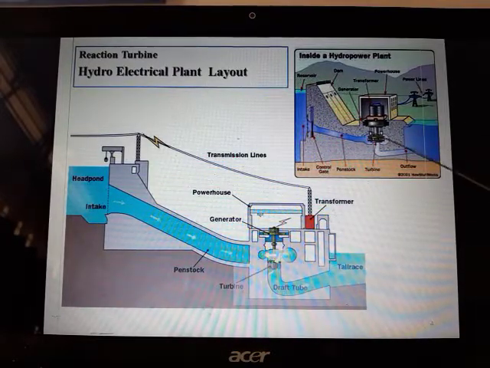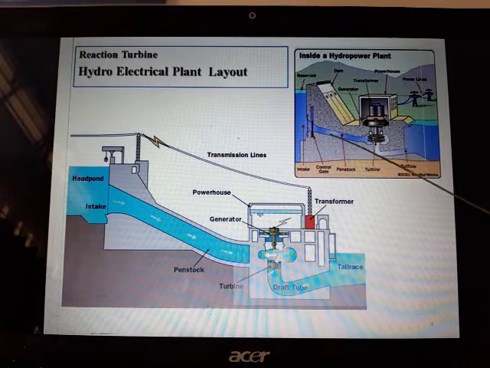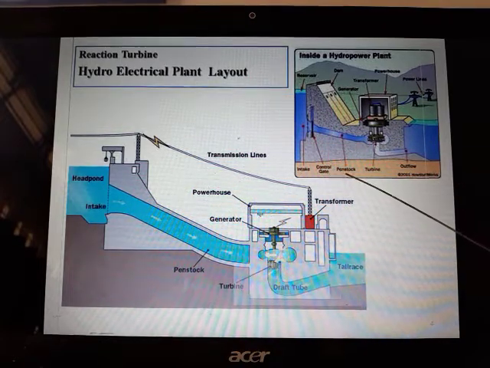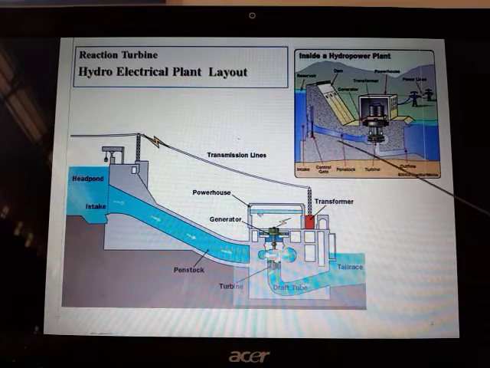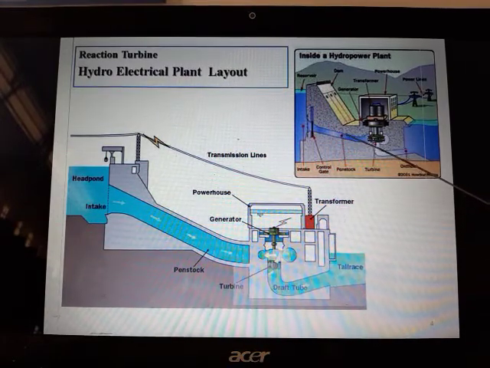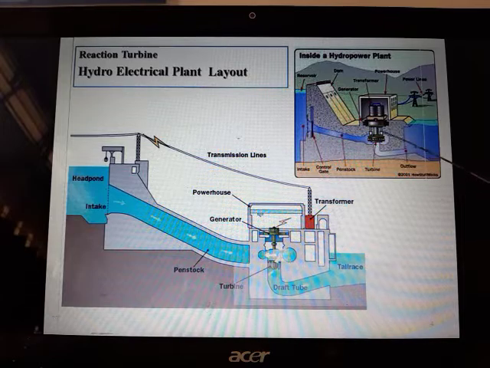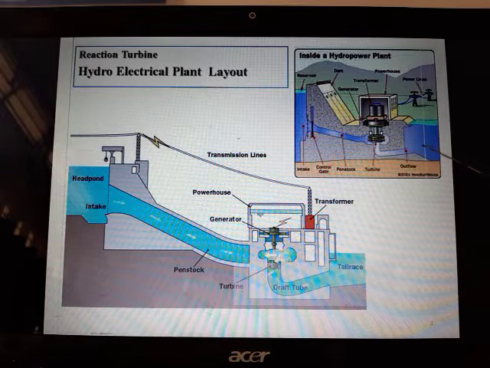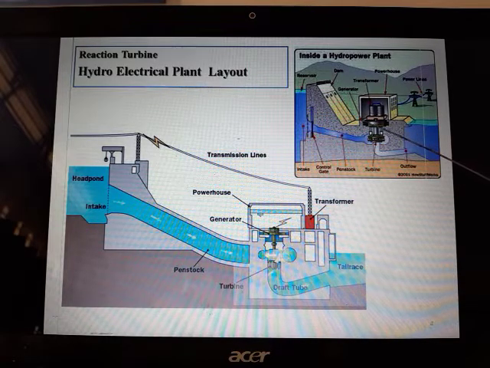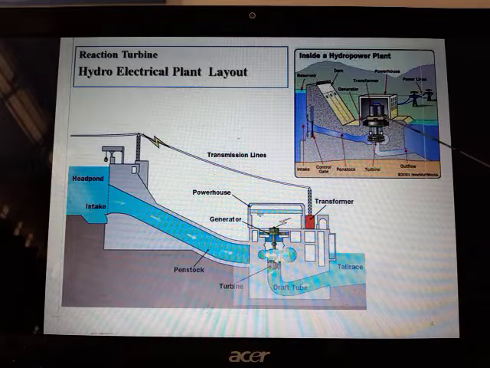Here it is very straightforward. There is a dam, there is a pipe which is known as the penstock. Before letting the water in there are some controls, and then after going through the penstock, water works on the turbine and goes back to the water body. Through the shaft there is a generator which rotates, and then electricity is produced and it will be transmitted.